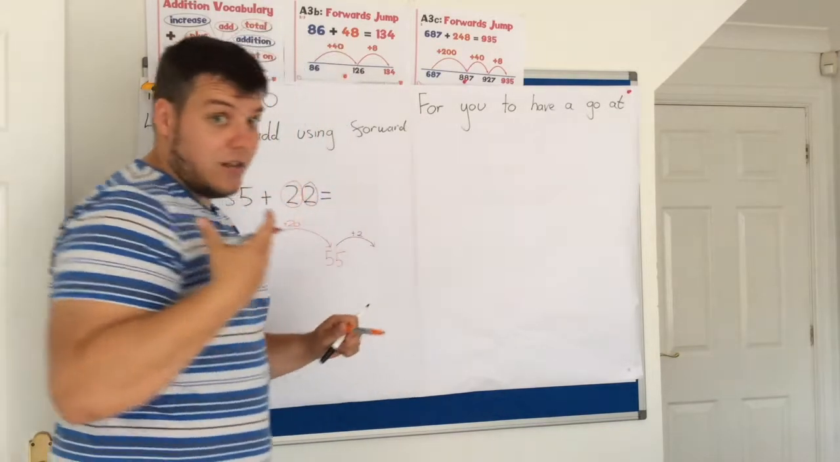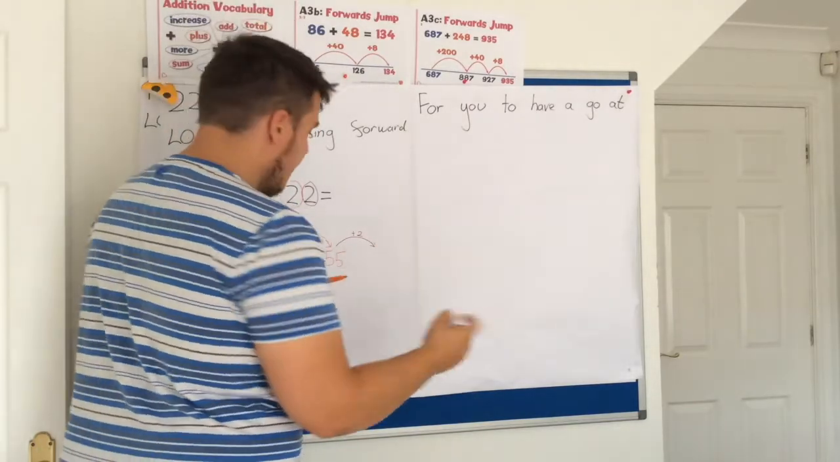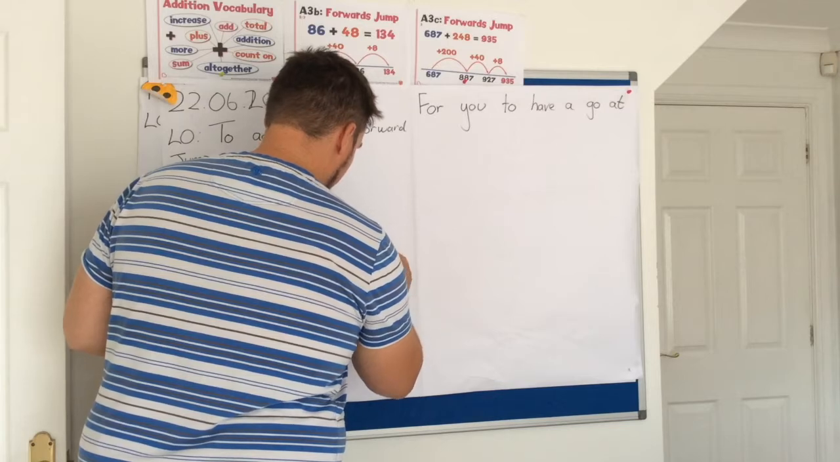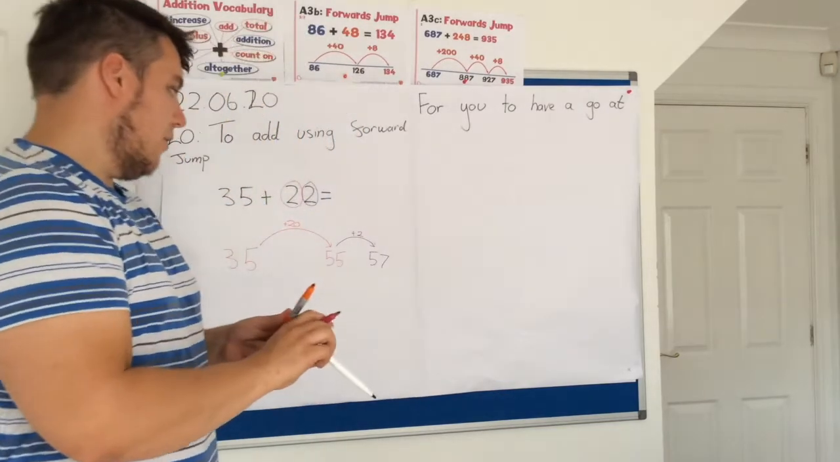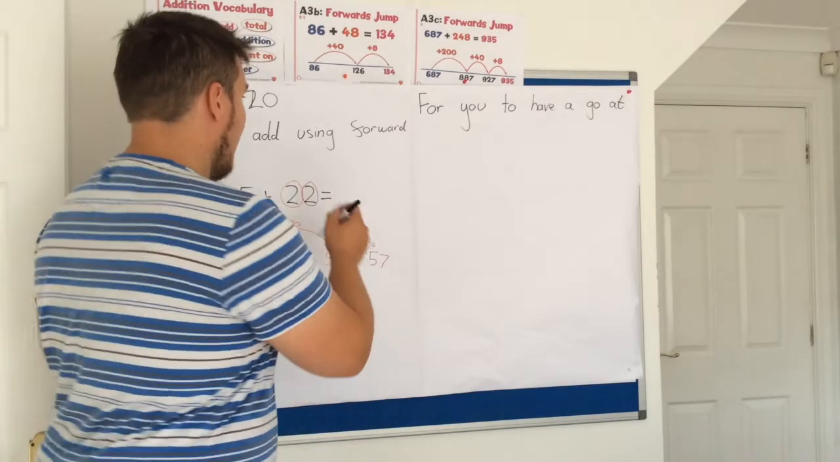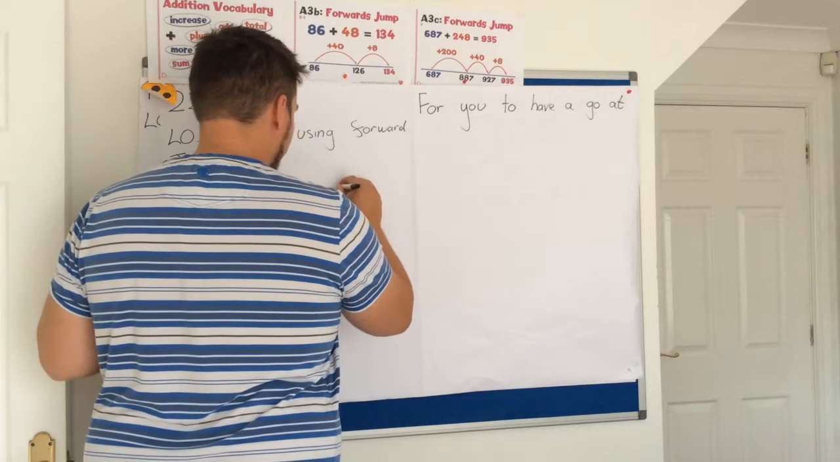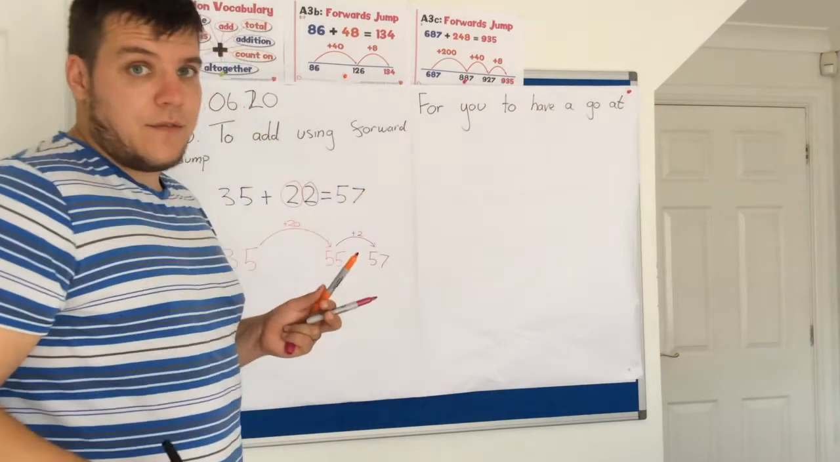And then I'm going to add on my units, which are 2. Again, I can either do that mentally or I can count on my fingers if I need to. 55, 56, 57. So what I've done is start with 35 and add on 22, using the forward jump to get to 57. So I know my answer is 57.